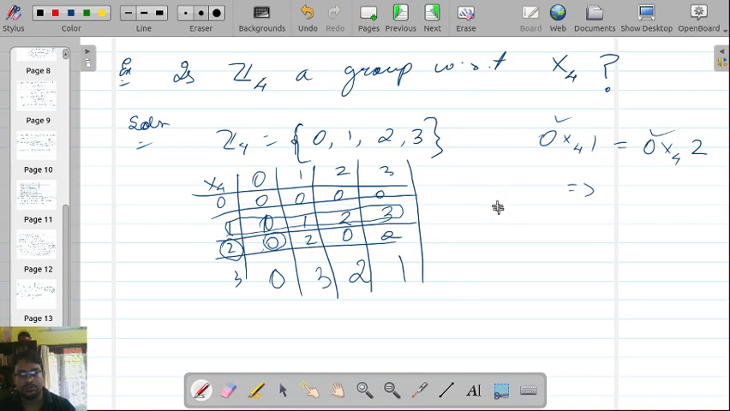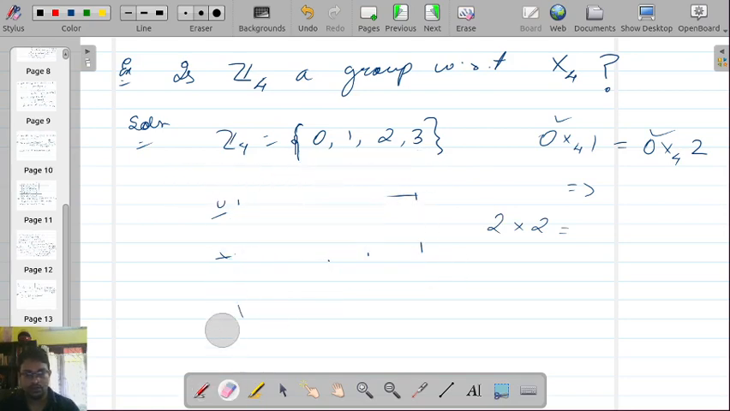So the problem comes up with the identity. Which element will you take as identity? Which element has an inverse, and which element doesn't have an inverse? So the problem comes up with this, right? So let us write it nicely, justify it nicely.